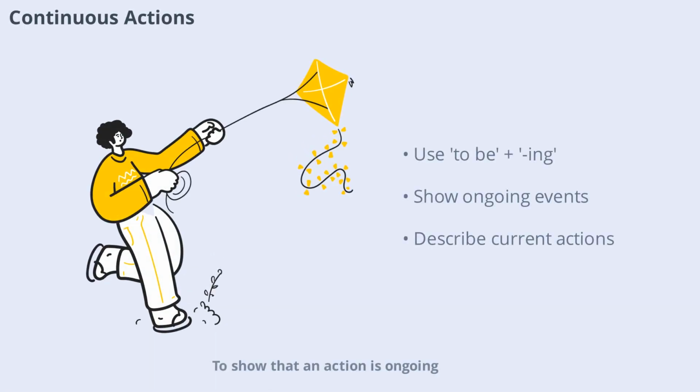To show that an action is ongoing, use a present participle with the helper verb to be. For example, she is running a marathon today. Here, is running tells us that the action is happening right now. This structure is common in English and helps you describe events as they unfold.